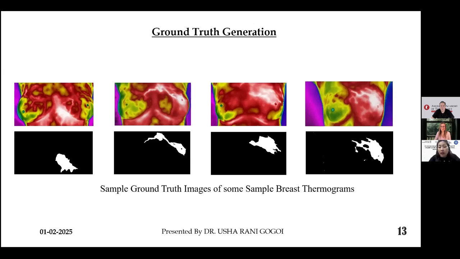Along with the base thermogram collection, we try to find the ground truth images with the help of four different radiologists. They mark the location where the abnormality is in the thermogram. Then we use the majority voting concept and produce the ground truth images for the abnormal thermograms.